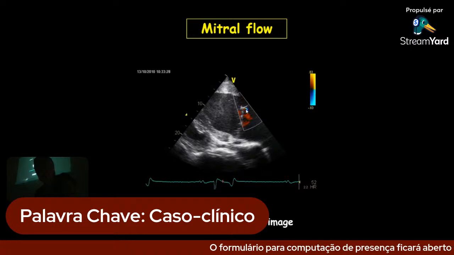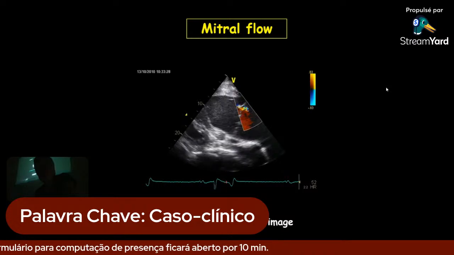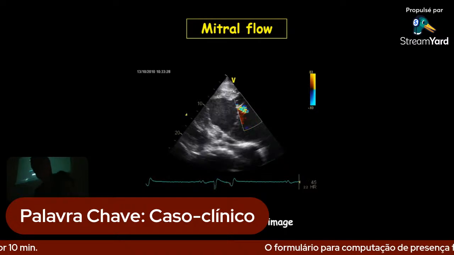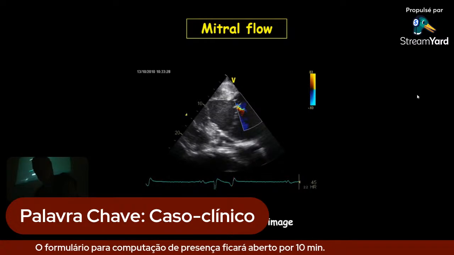Oh, there you see a little bit of regurgitant flow. Now it's more and more pronounced. And you see here at the end of the systole, you see the regurgitant flow, okay? And it's the most prominent at the end of the systole, okay?